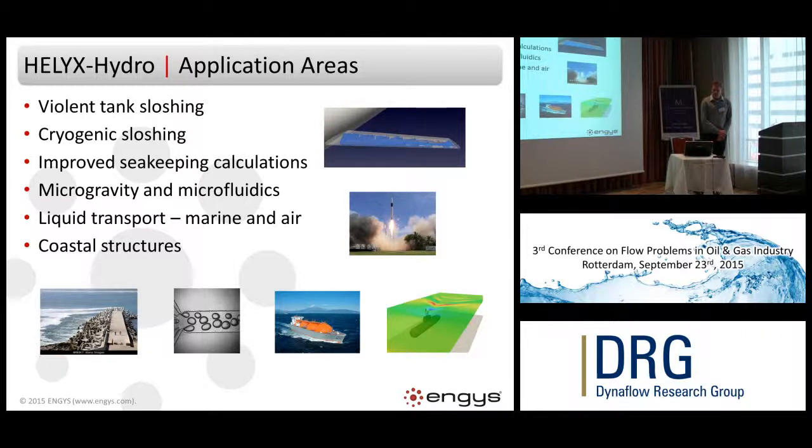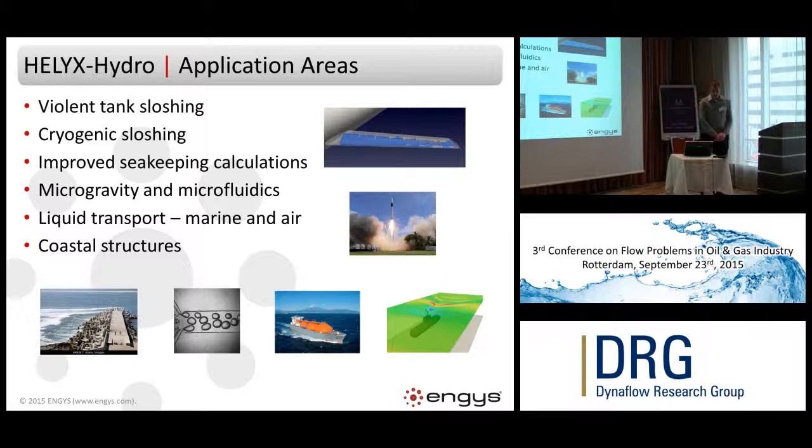So just as an overview of a sampling of the application areas, there's violent tank sloshing, which is where it started out for aerospace applications. Cryogenic sloshing, as an example, we had a client looking at space applications, improved seakeeping calculations of ships, and then one can also add multiple coupled regions. As an example, the liquid natural gas carrier here, we have liquid and gas inside a container, and then the whole ship on the sea.